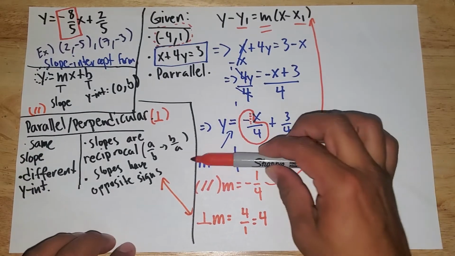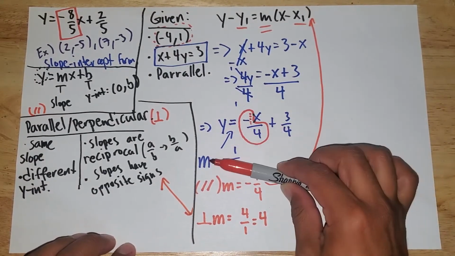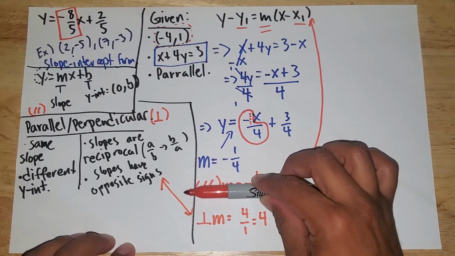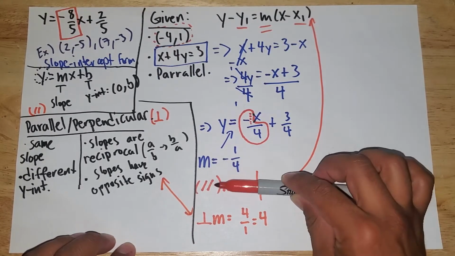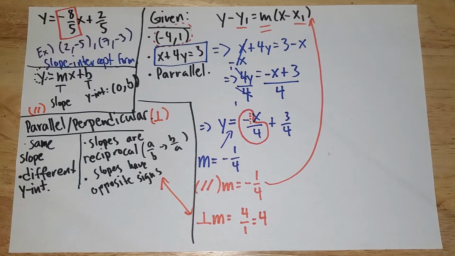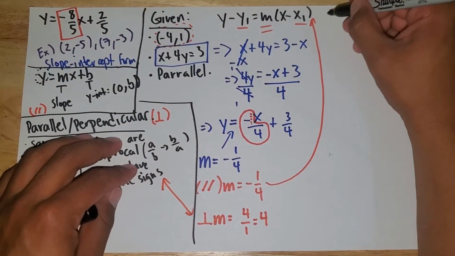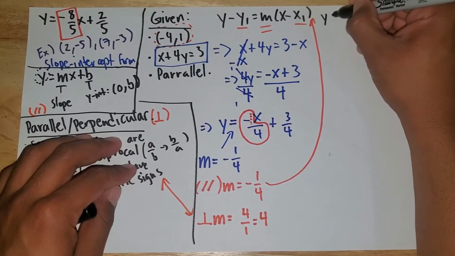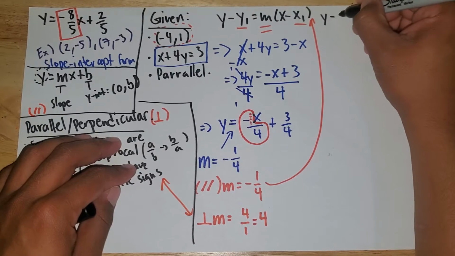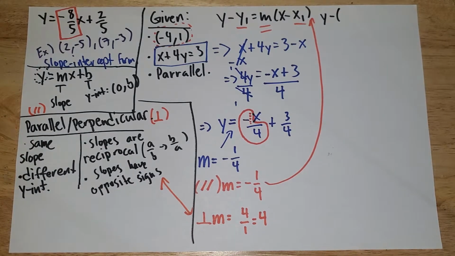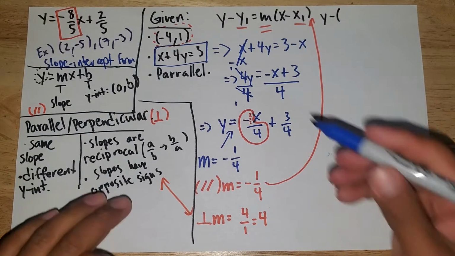But I always like to distinguish, okay, I did all this work. I have the slope from this line, and then I write the slope again, depending on if the slope has to be parallel or the slope has to be perpendicular. But since this is asking for a parallel slope, that means I'm going to plug in this one. So I have y minus, and then I have to plug in my y coordinate, which is 1.